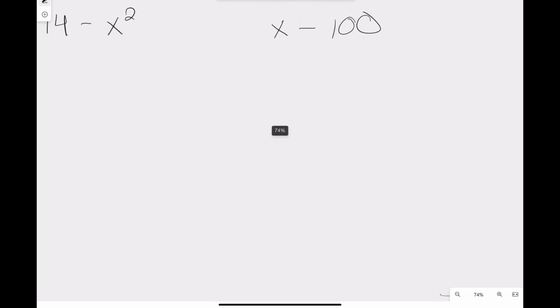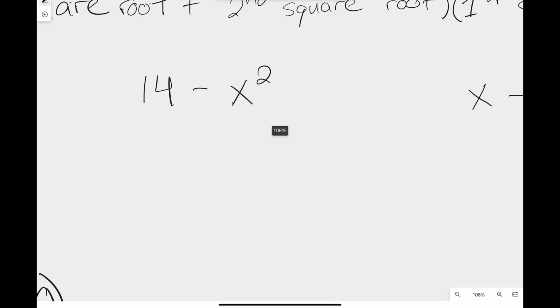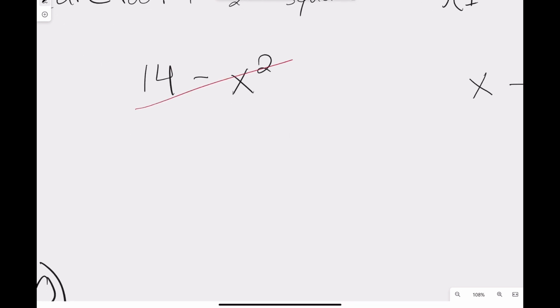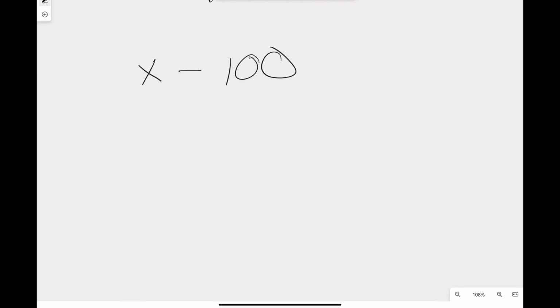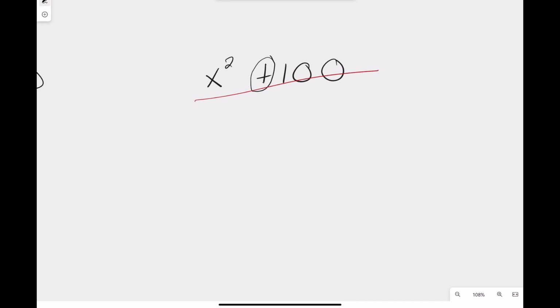Now, if we had the question 14 plus x squared, this question is not a difference of squares question because the square root of 14 is not a whole number. Now, if we had a problem like x minus 100, that also is not a difference of squares question because when you square root x, you can't simplify it any further. Again, it's not a whole number. And if you have, for example, x squared plus 100, this isn't a difference of squares because there has to be a minus in between the two terms in the problem.